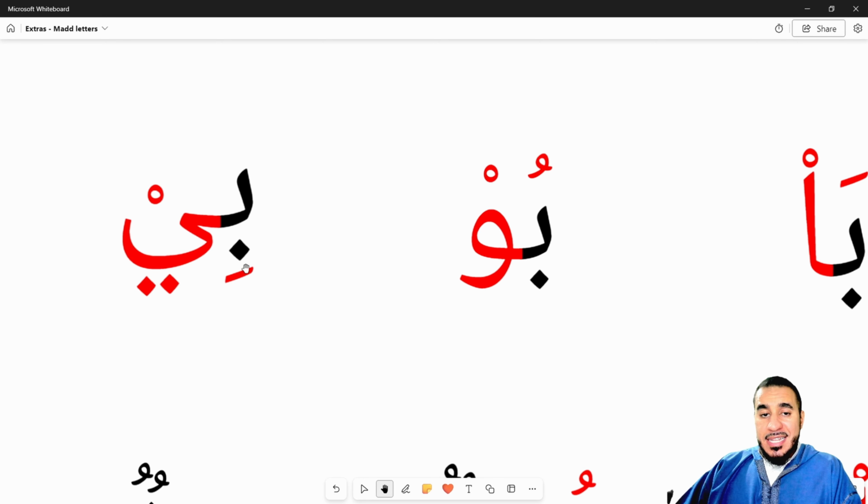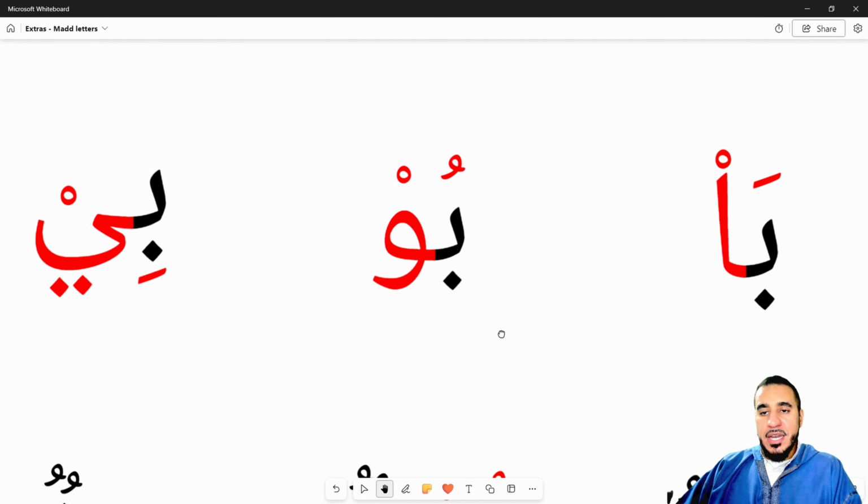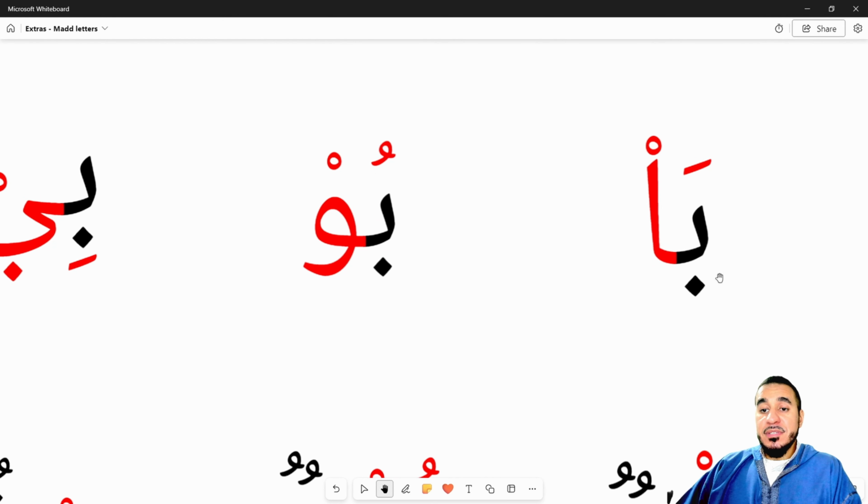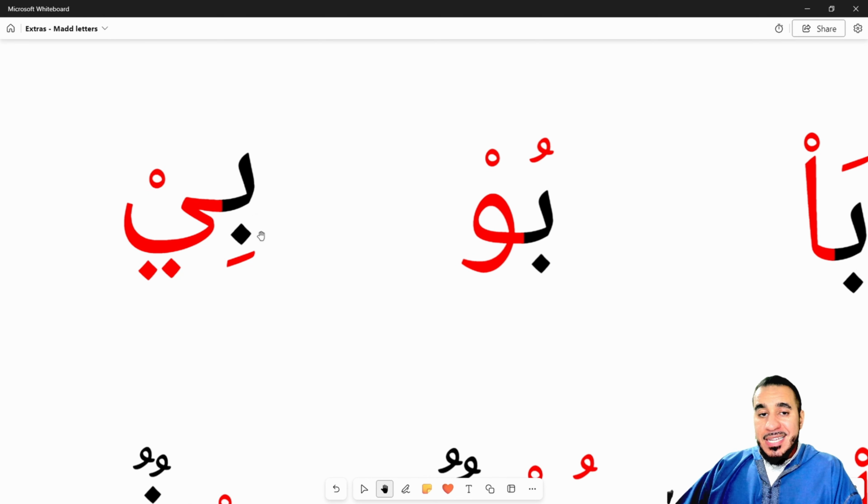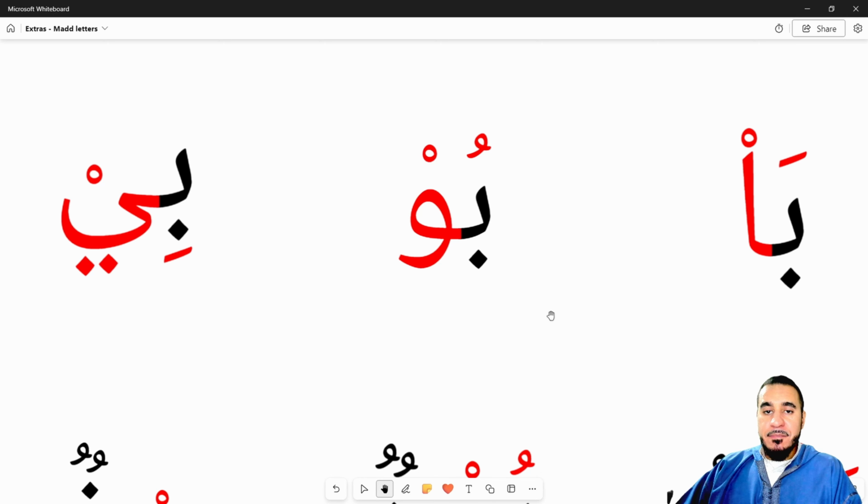And we can extend the kasra sound by attaching a ya to the letter that has a kasra below it. Okay? So ba becomes baa with the alif. Bu becomes buu with the waw. And bi becomes bii with the ya. Okay? And of course, they must all have a sukoon.